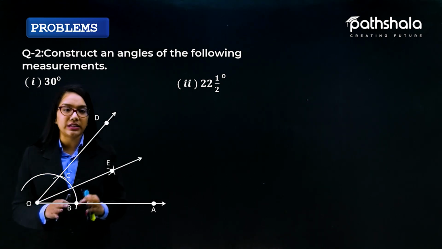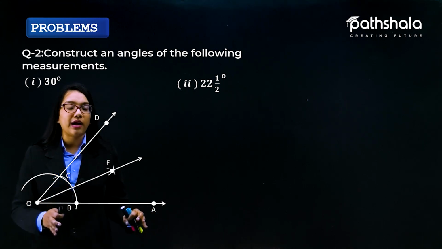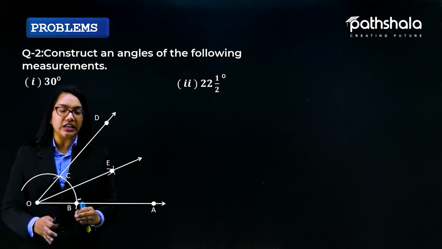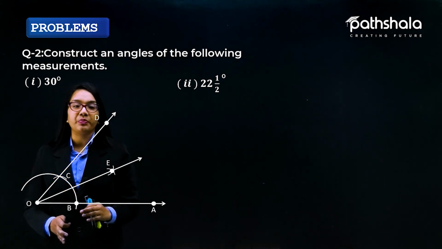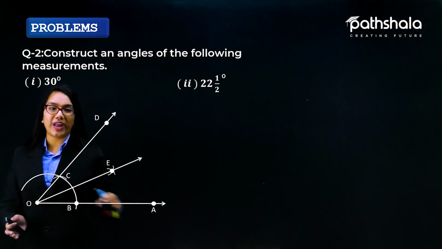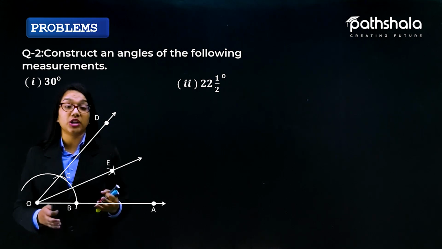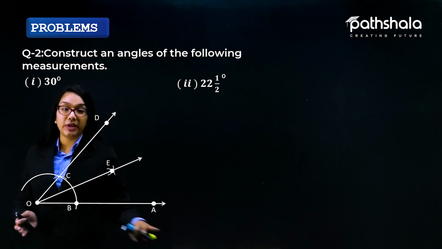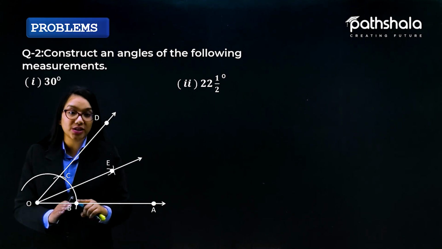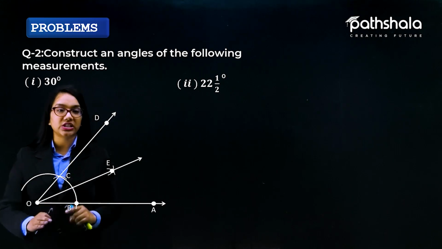So this angle, EOA, is an angle of 30 degrees, because in total this angle is 60 degrees, and if we have drawn the angle bisector of this angle, this would be half of 60, and half of 60 is 30. So EOA is a 30 degree angle. This is also 30, this is also 30, and 30 plus 30 makes a total of 60 degrees.